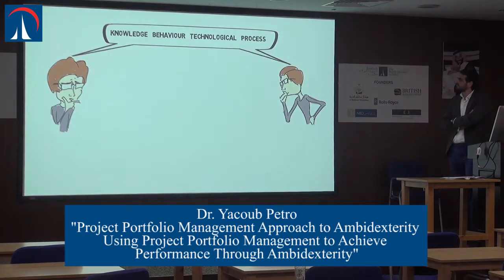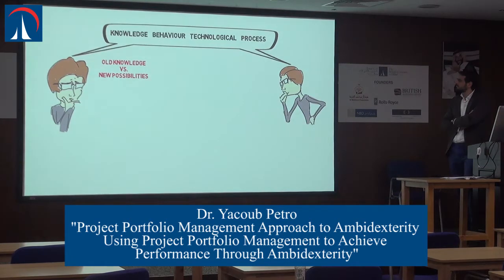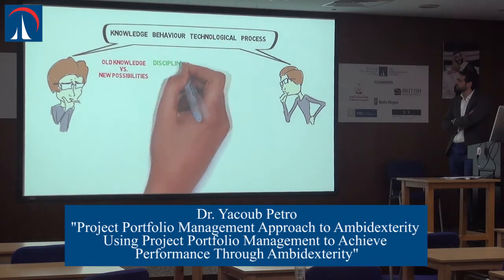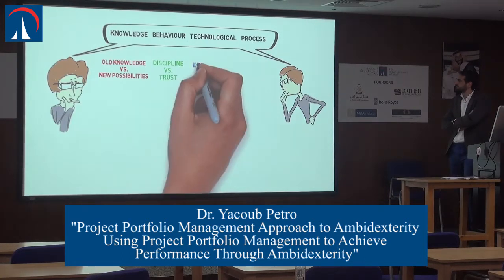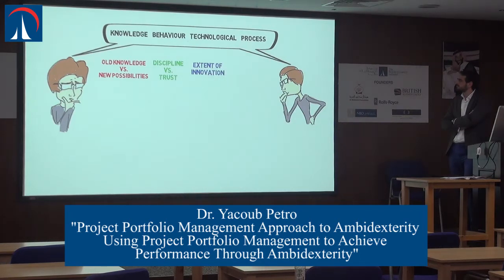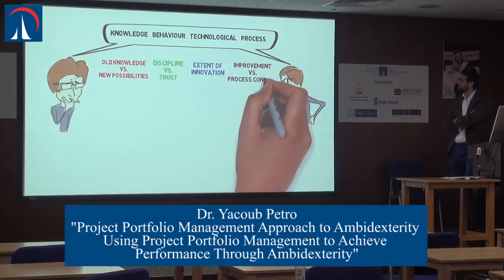It transpired from the research that the dimensions of ambidexterity are functions of the organization which can create and then resolve a paradox or a tension. The knowledge dimension, for instance, differentiates between exploiting old knowledge and exploring new possibilities. The behavior dimension differentiates between social hard elements such as discipline and soft elements such as trust. The technological dimension covers aspects of technological innovation in projects. The process dimension looks at the tension created between radical improvements and process control.